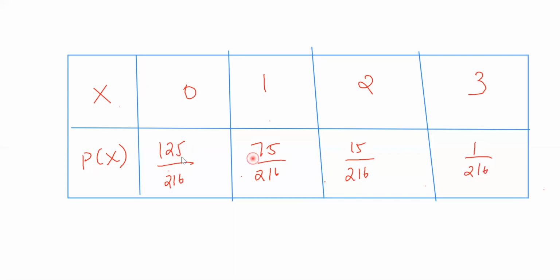So how I told you to check? Add everything. If I'm adding everything, 15 plus 1 is 16. 125 plus 75 is 200. 200 plus 16 is 216. So if I'm adding all the P of x, I should get 1. If I do the summation of this, I'm getting 216 by 216. If I'm getting the answer 1, you have done it correctly. That's all.